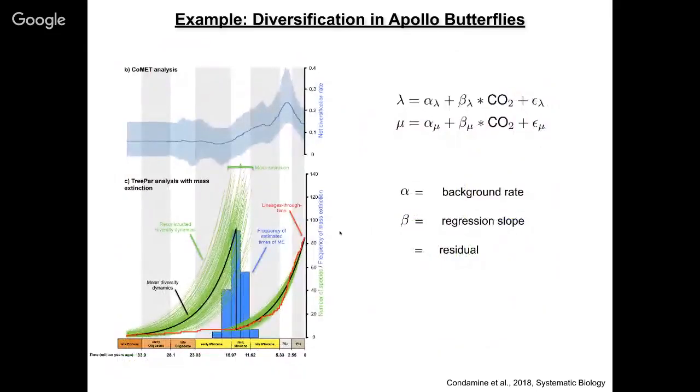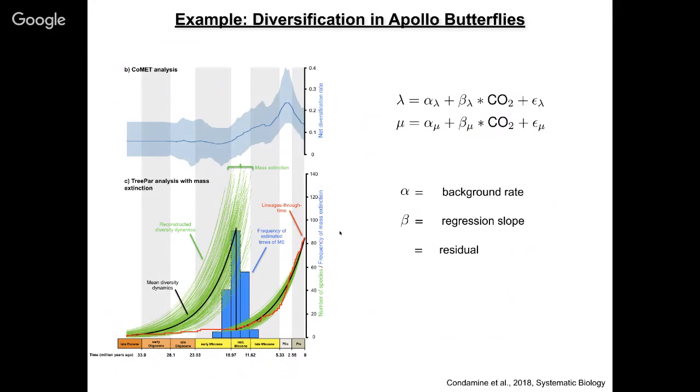So once we have seen that these speciation and extinction rates are changing through time, we could ask ourselves the question: is that correlated with some environmental factor? In my line of work, we are trying to build up regression models to see if there's a correlation between the speciation rate or the extinction rate and some environmental factor.